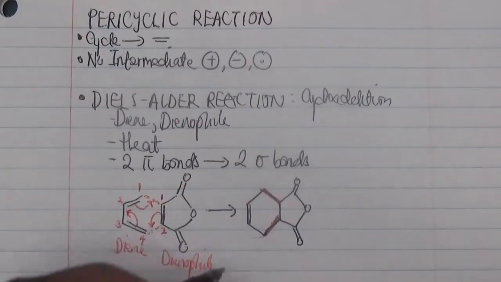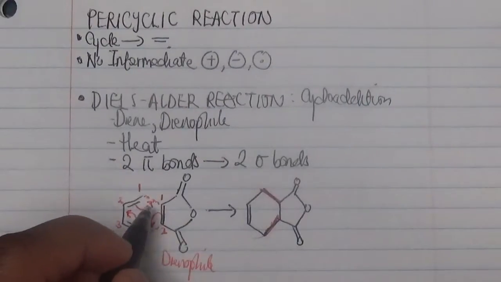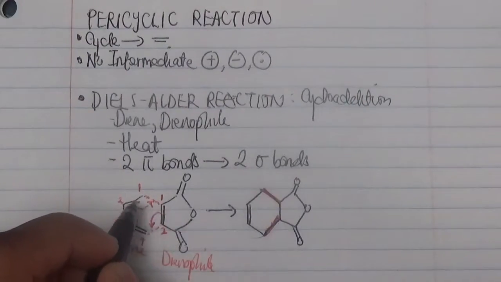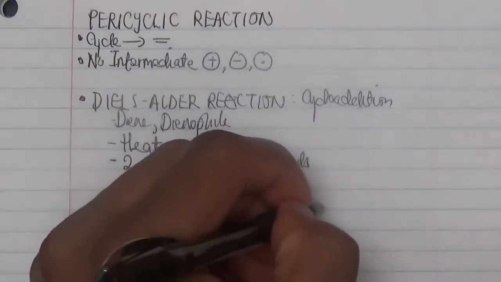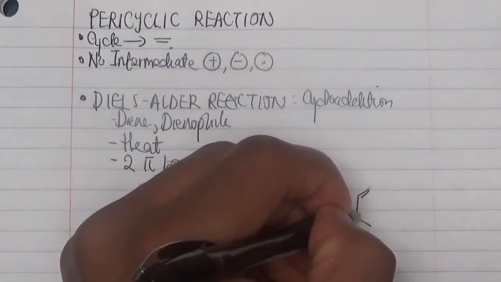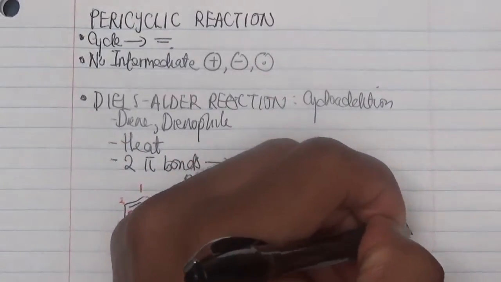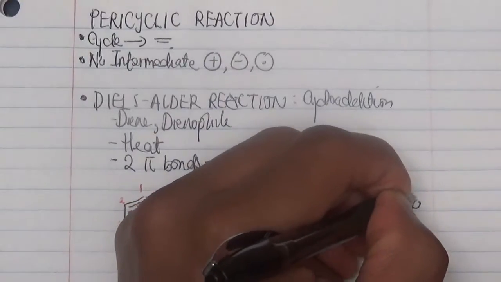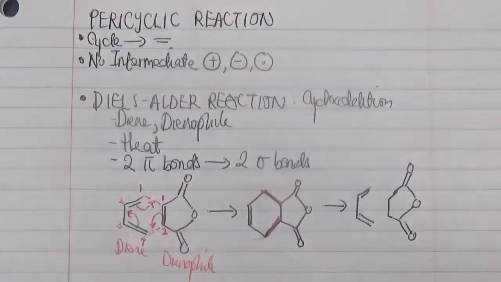Now this reaction could actually go in the other way, in such a way that the movement of our arrows will be in the reverse direction. So what we have in this particular process is that we have our diene over here, and we have our dienophile over there, and it could actually go in the other way.